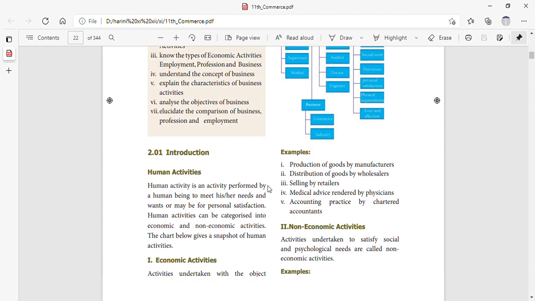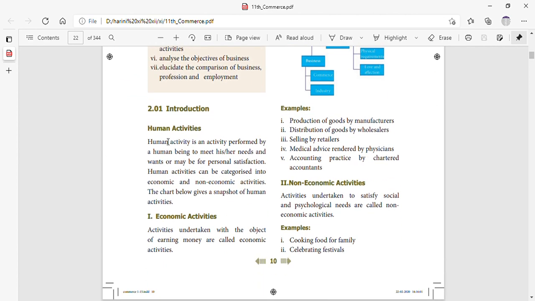So before we go in detail, you are classifying human activities into economic activities and non-economic activities. So the term economic, does it mean money oriented? In simple terms, if you do an activity and you get money, that is an economic activity. So ஒரு வேலையை செஞ்சா அதன் மூலமா காசு வருமா, அப்படி வரும்னா it is called economic activity.